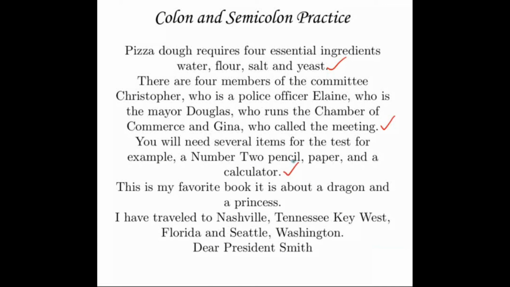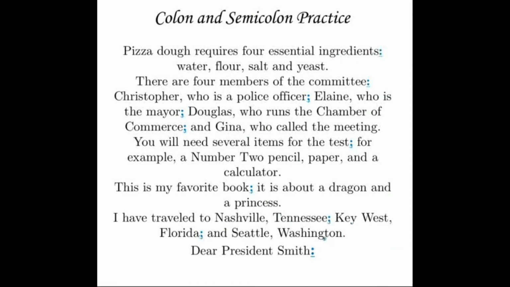Next, you will need several items for the test, for example, a number 2 pencil, a paper, and a calculator. Next, this is my favorite book. It is about a dragon and a princess. Next, I have traveled to Nashville, Tennessee, Key West, Florida, and Seattle, Washington. And finally, the beginning of a letter: Dear President Smith. Take a good look. Make notes on a piece of paper. Pause the video if you have to. Ready? Here are your answers.